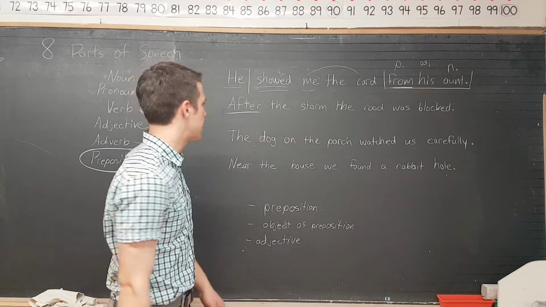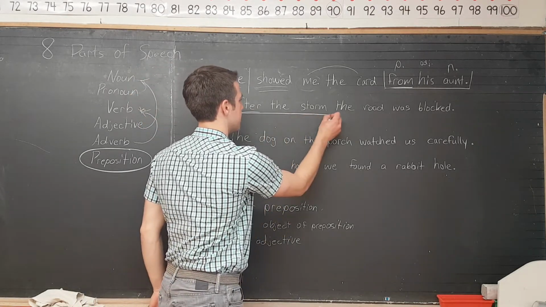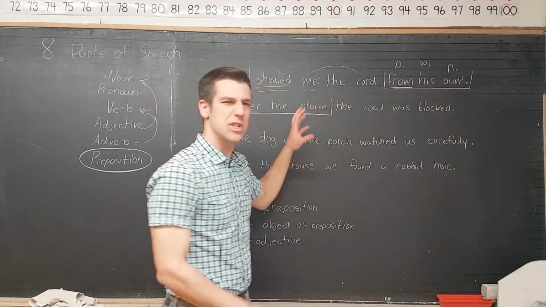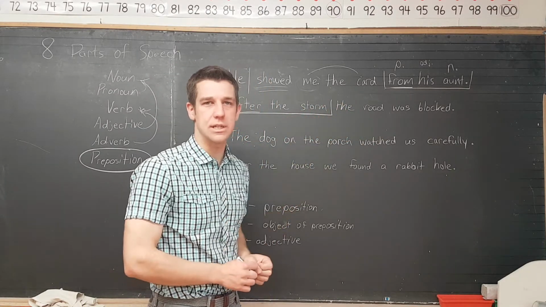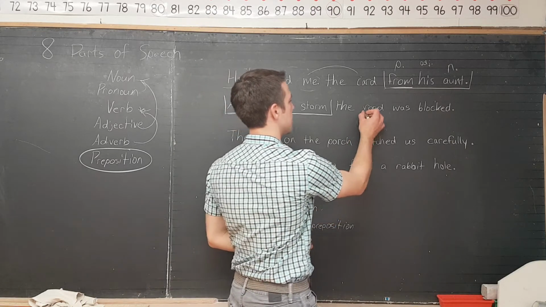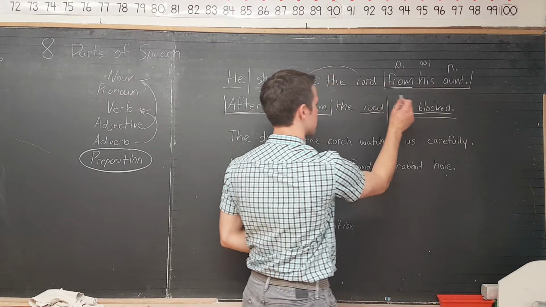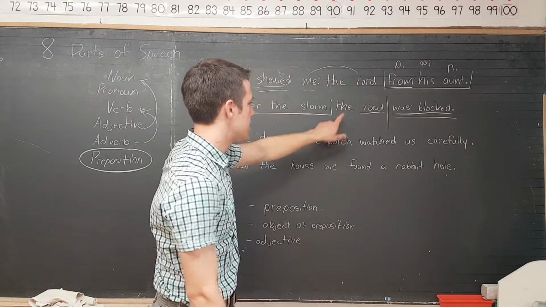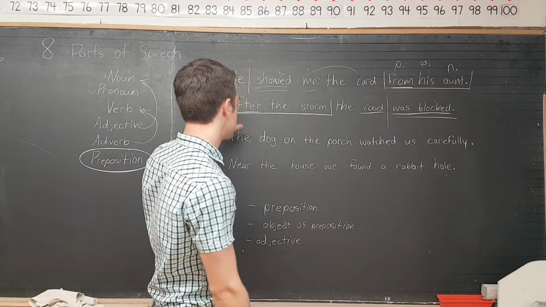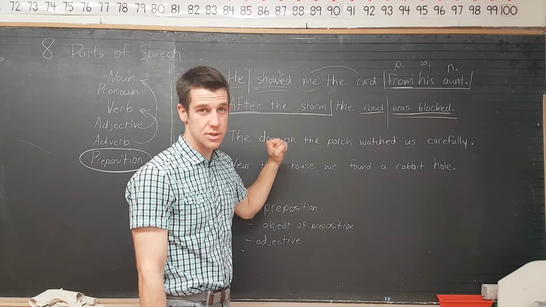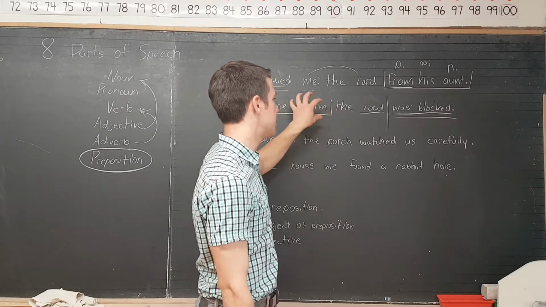Notice how "after" is a preposition. After the storm, the road was blocked. See how it's kind of a separate phrase from the rest of the sentence? So here we have "road was blocked." We have the subject and the predicate. "The" is an adjective. So this is kind of just its own phrase of the sentence. It's not a separate sentence. It's all the same sentence, but there are its own phrases.